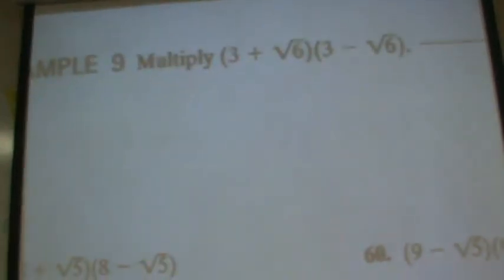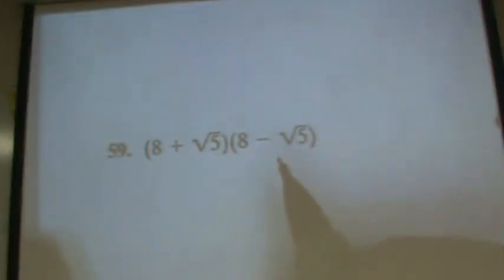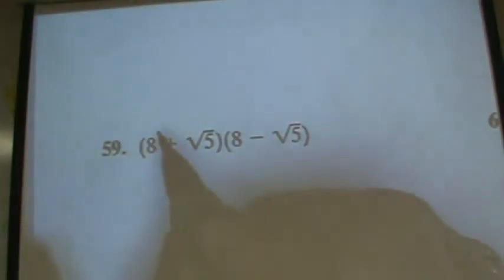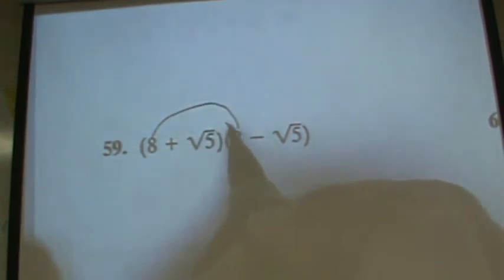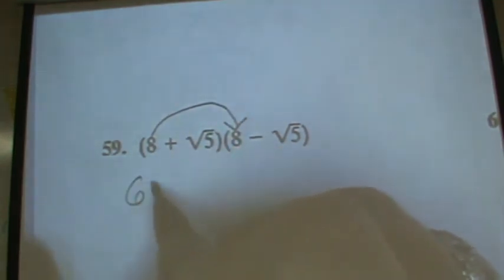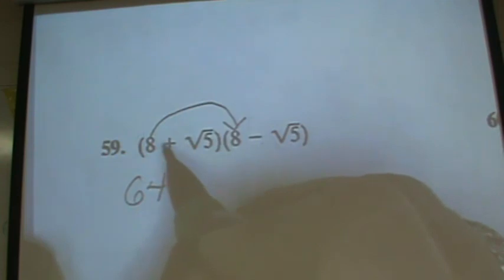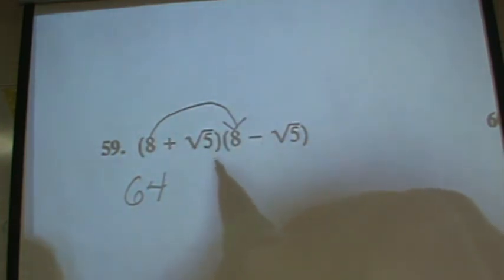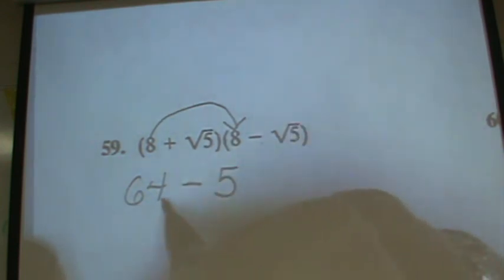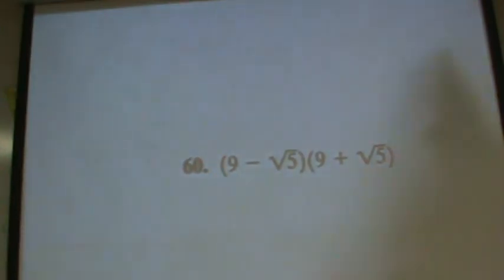And the last three in this homework set, we are going to FOIL. When you FOIL, you do first, 8 times 8 is 64. And what you're going to notice is that these are opposite signs. These are called conjugates. So the outers and the inners are going to cancel. And when you multiply these two, you're going to have a minus sign. Root 5 times root 5 is going to be 5. So it's 64 minus 5, which is 59. Number 60, same thing. These are conjugates.